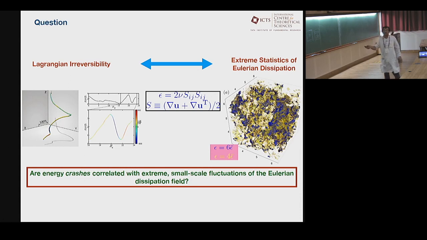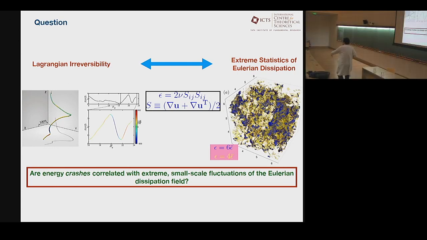Of course, this is dynamically evolving. It's a snapshot. So the question that we wanted to ask is, are these energy crashes in any way correlated with these extreme small-scale dissipative structures that are there in the flow, and this fluid particle samples this as we go along?